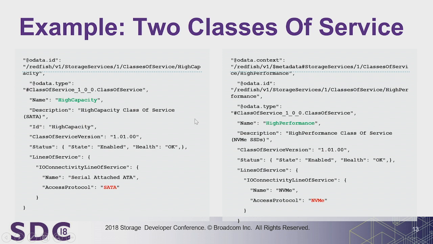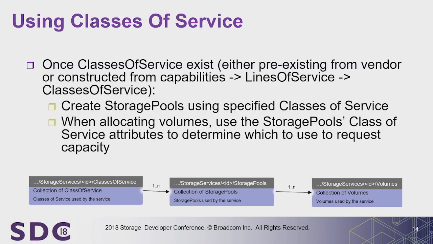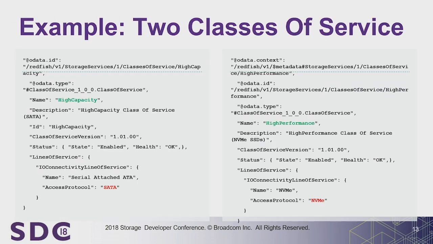All that does is basically over on this one, my line of service goes to the access protocol of SATA, and my access protocol named NVMe over here. And because I've set up those capabilities that had those appropriate names on either side, I was just able to differentiate and say, okay, system automatically sort SATA drives over here and NVMe drives over here into these classes of service.